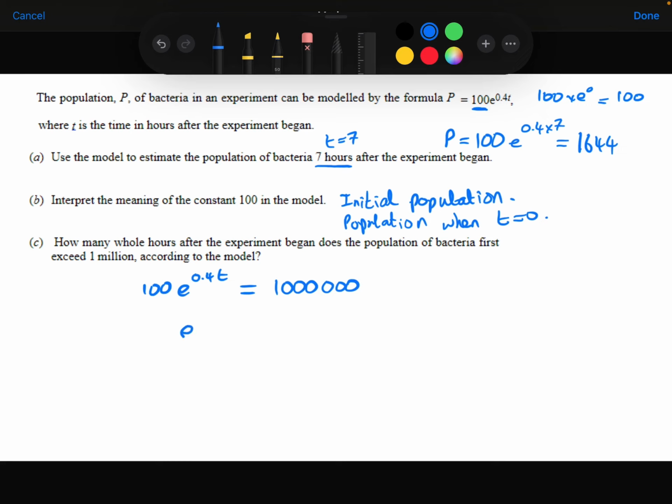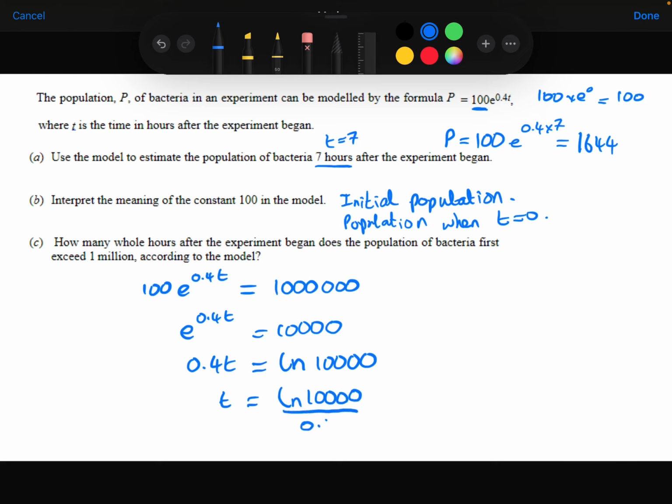Right, divide both sides by 100. I'm now going to take logarithms of both sides to remove the exponential. It will be the natural logarithm of this side in this case, because the base is e. And then I can divide both sides by 0.4. So ln 10,000 divided by 0.4.